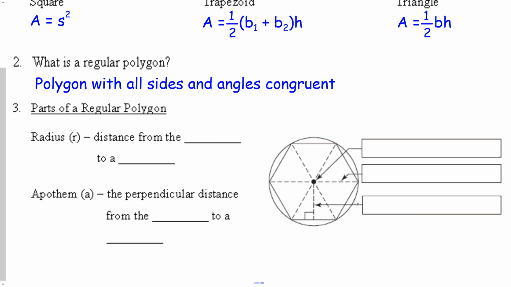So now because it's inscribed in a circle, you can say that a regular polygon has a radius, which is always the distance from the center. So the center is the exact same center point as the circle that the polygon is inscribed within. And the vertex, which is one of the corners of that polygon. So here we have a radius.